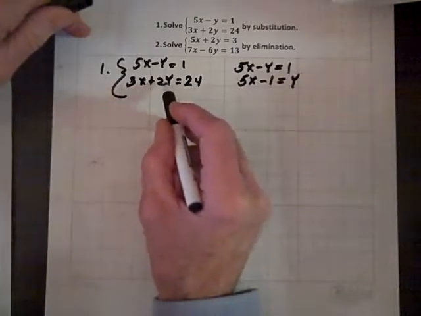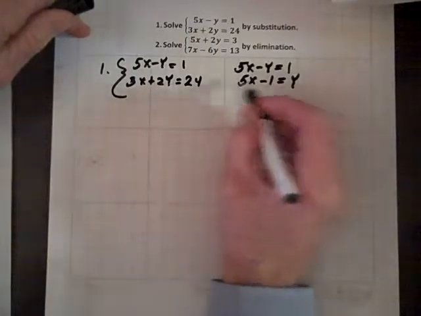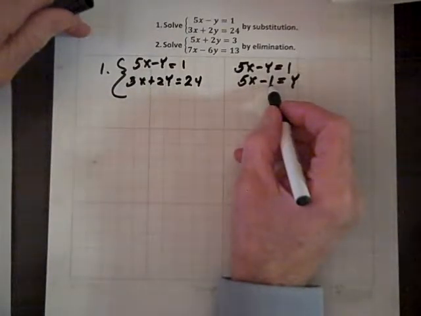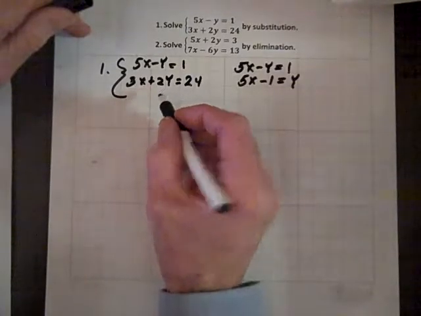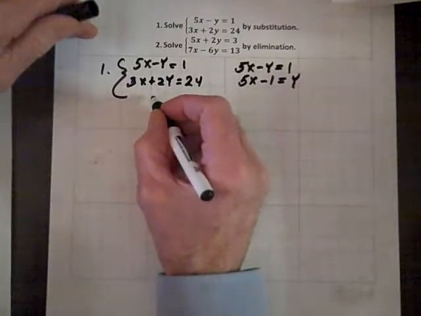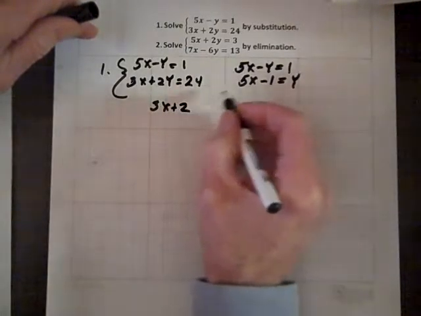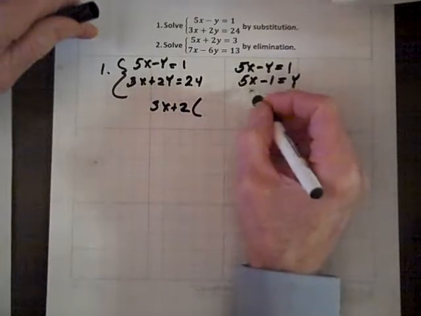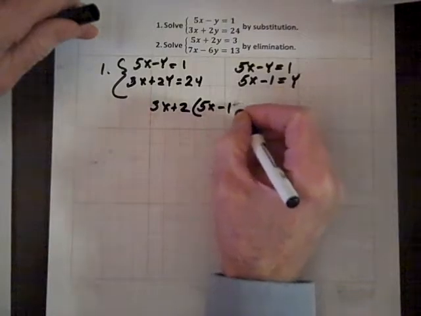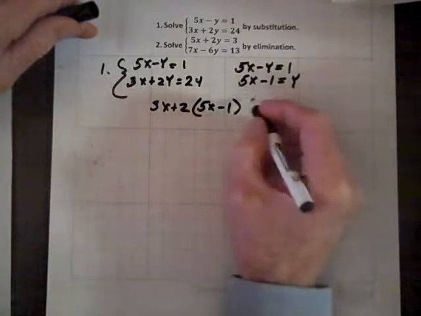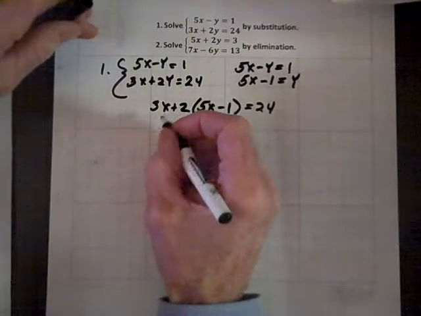Now we'll go into the second equation, and for y, right here, we'll substitute 5x minus 1. In doing that, we'll be down to one equation, one unknown, and we can solve that. So here we go. 3x plus 2, in place of y, we are going to install 5x minus 1, and that equals 24. One equation, one unknown, we can solve that.